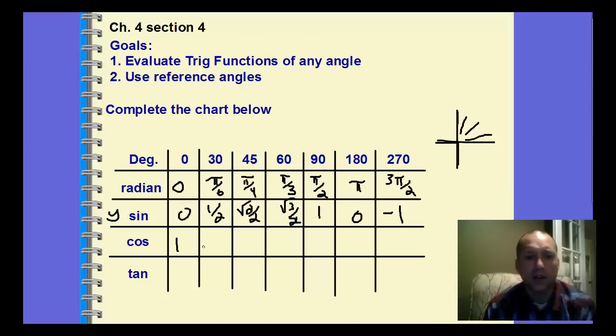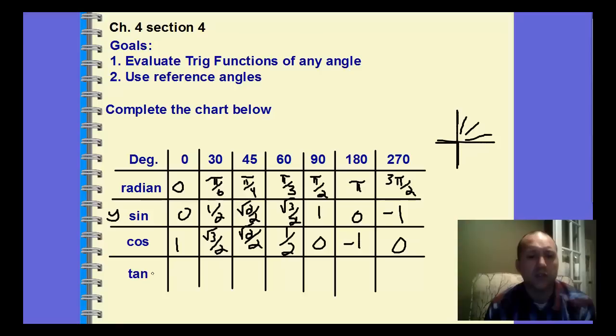Cosine, we're at 1 at 0 degrees. At 30, we're at root 3 over 2. And then we're at square root of 2 over 2, and 1/2. At 90, we're at 0. At 180, we're at -1. 270, we're at 0. So you can see some similarities between sine and cosine, how they're the same values at different spots. And that's because that 30-60 triangle gets rotated around or flipped around the unit circle.